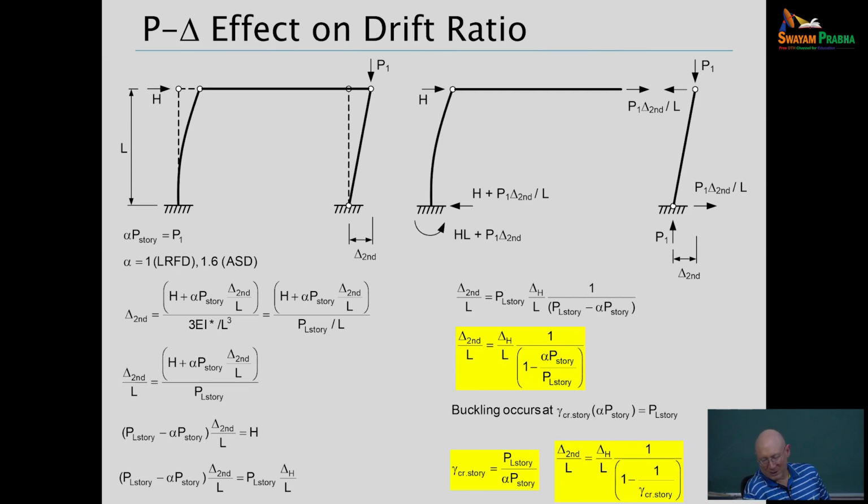Now in the lower right here, you can see we can take the drift ratio, the second order drift ratio, delta second over L, and the first order drift ratio. And then, given gamma critical story, we could say our amplifier is 1 over 1 minus 1 over gamma critical story. So this is really basic story sidesway and amplification. I'm very fond of the way we set it up in this way in the AISC standard. And the emphasis that I'm trying to make here is that everything is going to play off of story stiffness, or PL story.